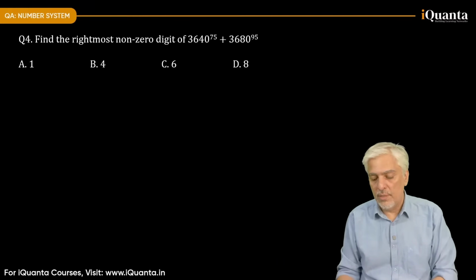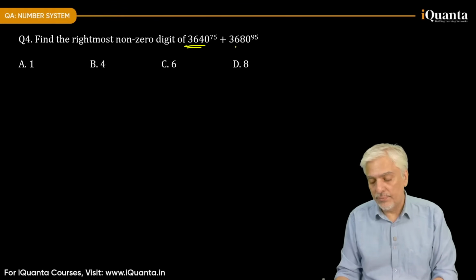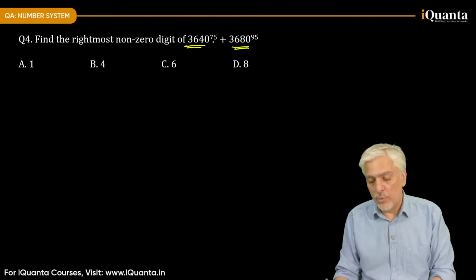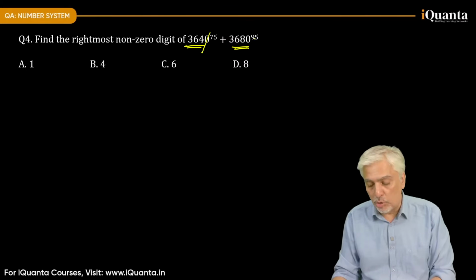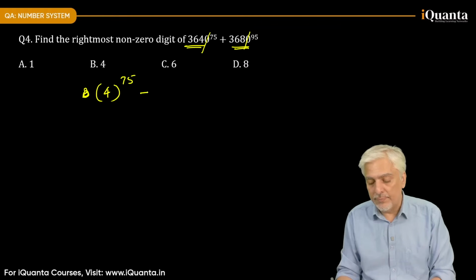Next question. Find the rightmost non-zero digit of this. Non-zero, which means I should not consider the zeros. I should do only the last digit of 4 raised to 75 plus 8 raised to 95.